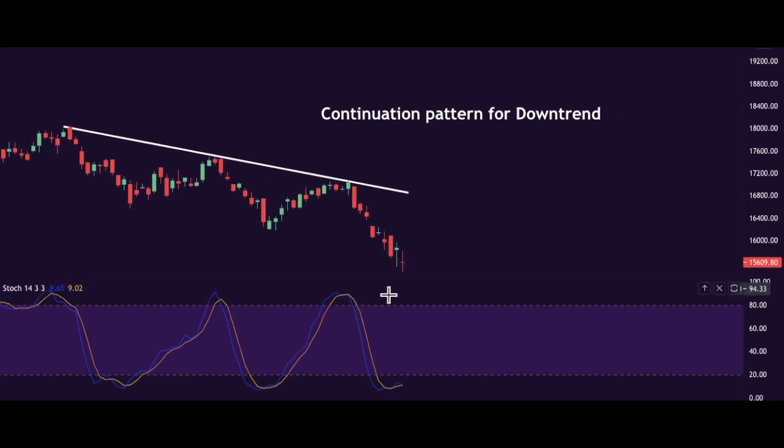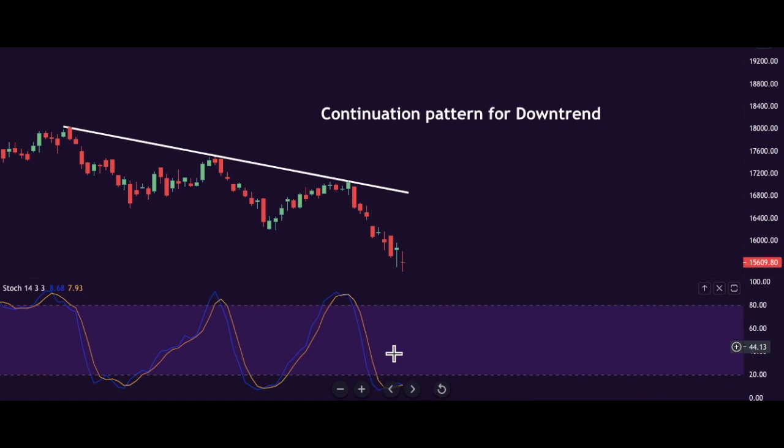So this way, you can use stochastic to identify a continuation downtrend or uptrend pattern. But please remember, stochastic is a lagging indicator. It will take a little more time to give you the confirmation. That is the main reason we use micro trend, as price action is the best way to find a trading opportunity.